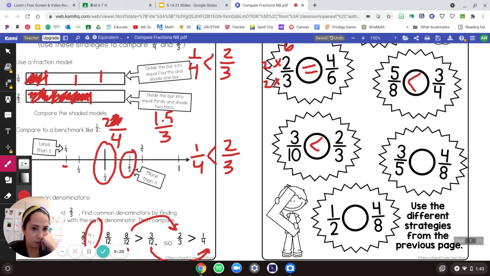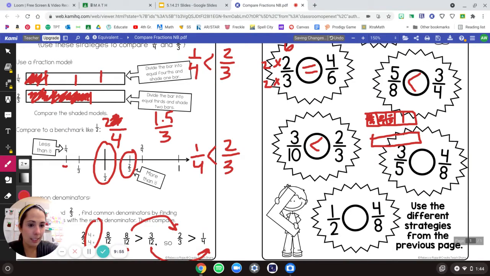3/5 and 4/8. So I know that 3/5, I might draw. Ooh, that's a really bad one. I might draw 2 equal rectangles, remember? Now I split this one into 5. 1, 2, 3, 4, 5. And I'm going to color in 3 of them.